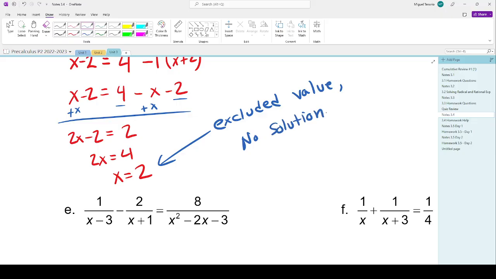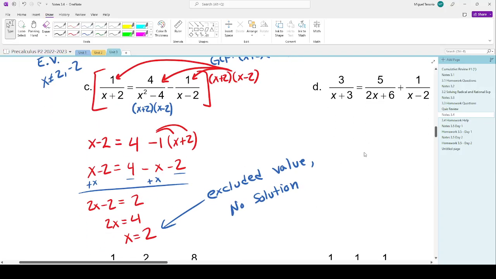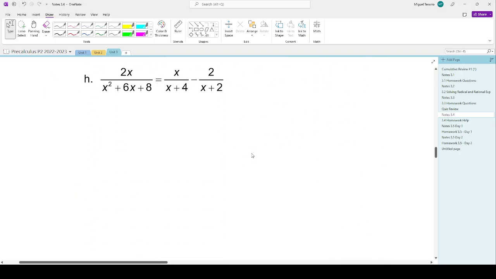Now, it is possible that you could get multiple answers as part of the whole solving these, and I'm going to show you one more example that kind of goes more in depth with that. Again, make sure to pause the video if you need to take a look at the work. Write down any questions you may have for me when I get back, and let's move on. Let's take a look at example H. Now we're getting into some juicy territory.